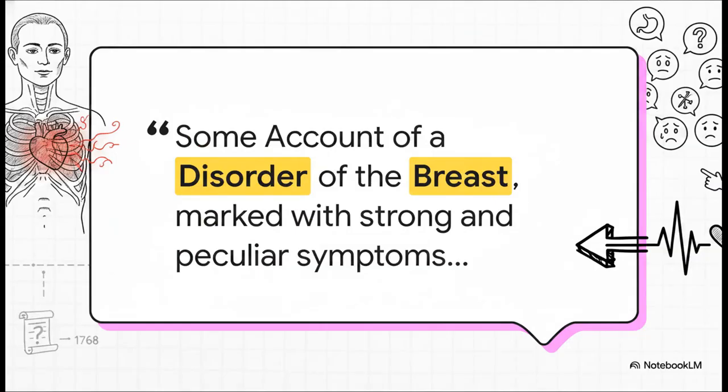To really get a grip on where we are today, you've got to look back. And our story really starts way back in 1768 with a physician named William Heberden. He was the first to write down a clinical description of what we now call angina pectoris. But look at how he described it, a disorder of the breast. It just shows you how little was understood about the heart's role back then. For over a century, these symptoms were often blamed on anything but the heart.